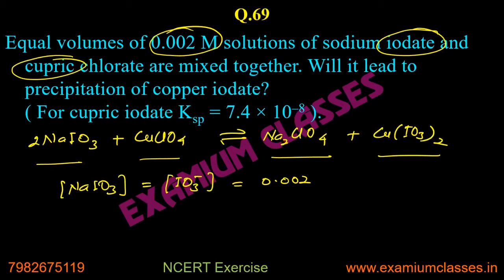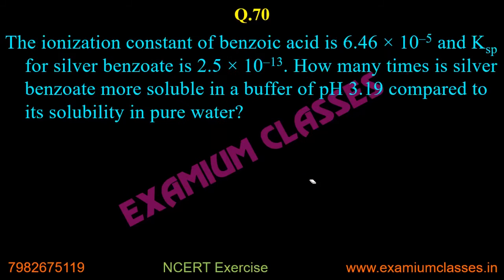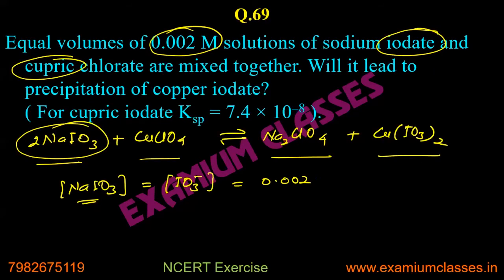What is given as 0.002? According to this reaction, 0.002 is twice the sodium iodate concentration. It means the concentration will be half of it. According to the reaction, this concentration is given as 0.002 M.